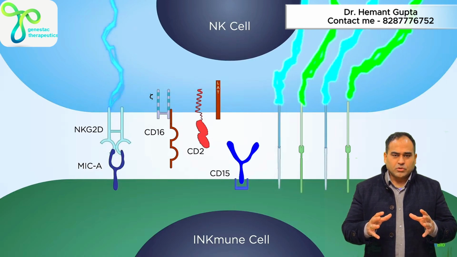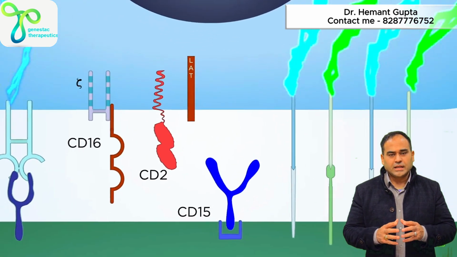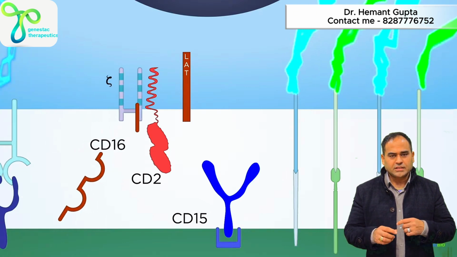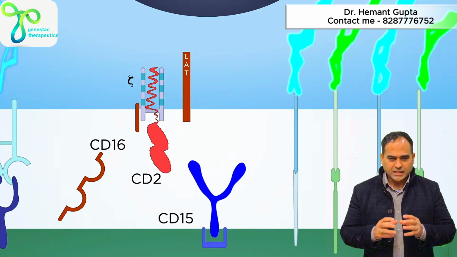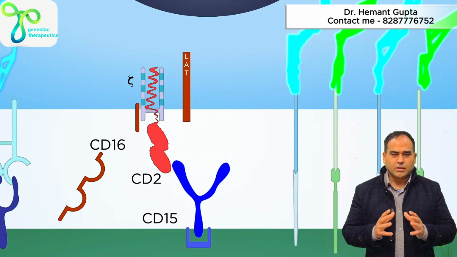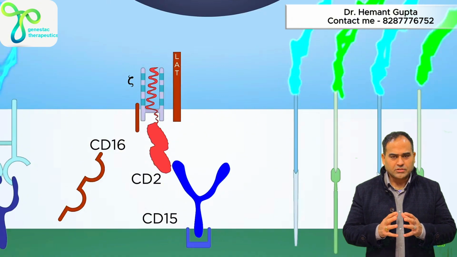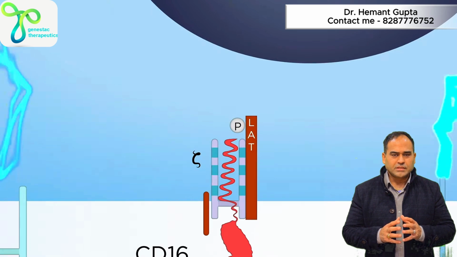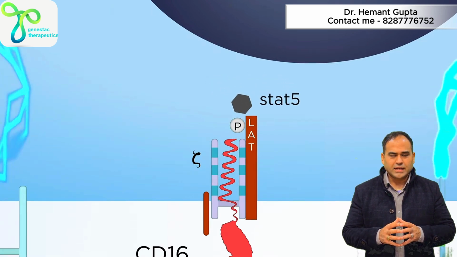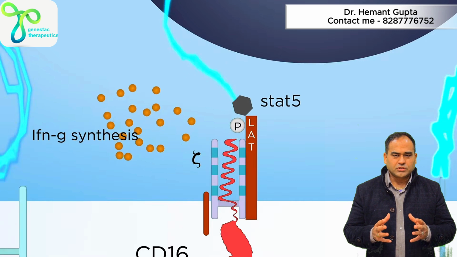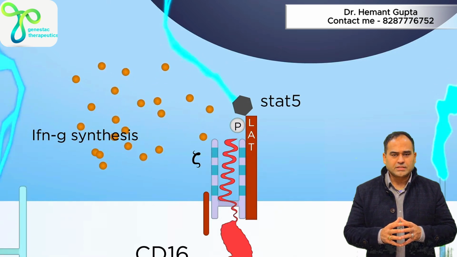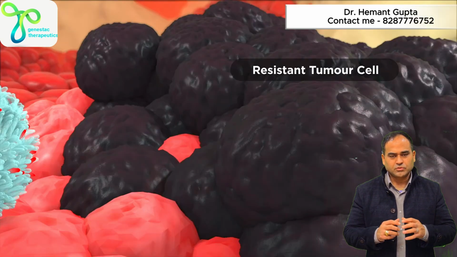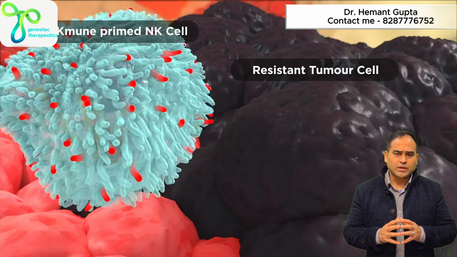In the NK-INK-immune synapse, the CD2 receptor on the NK cell binds to CD15 on the INK-immune cell, and CD16 is shed within the cytoplasm of the NK cell. CD3 zeta, released from CD16, then binds to the intracellular domain of CD2 and is phosphorylated. This leads to the downstream phosphorylation of LAT and the subsequent phosphorylation of STAT5. Phosphorylated STAT5 induces IFN gamma synthesis, which leads to the transition from resting NK cell to a primed state.